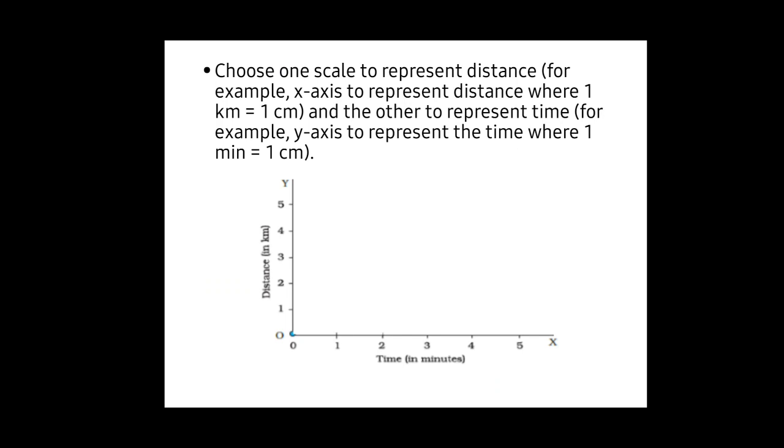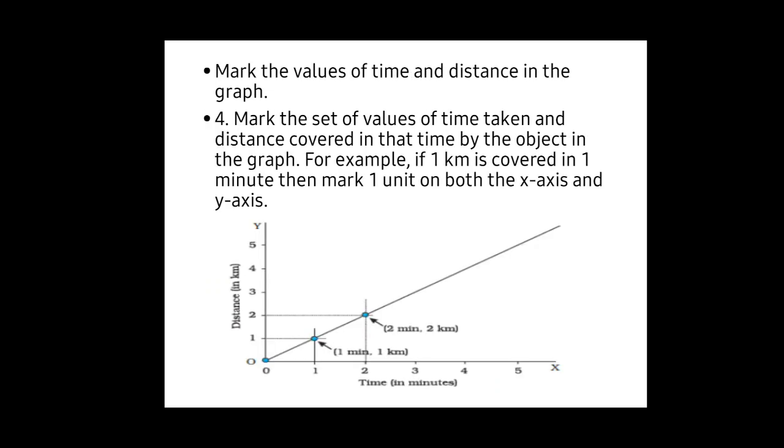So it is not compulsory that we have to follow the same unit. Suppose we are calculating only in meters per second, then instead of kilometers, we can mention meters, and instead of hours, we can mention minutes. So the units and denotations are for our convenience only. Mark the values of time and distance in the graph. Mark the set of values of time taken and the distance covered in that time by the object in the graph.